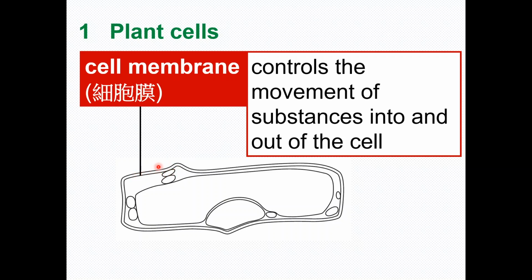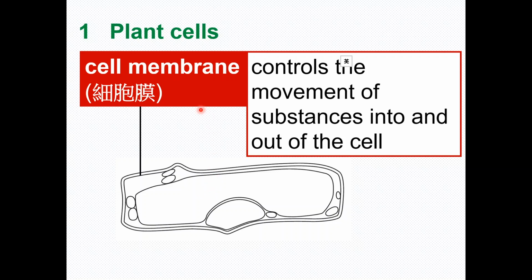If you take a look at the second outermost line, this is the cell membrane. So what's the function of the cell membrane? The cell membrane is used to control the movement of substances in and out, into the cell and out of the cells.